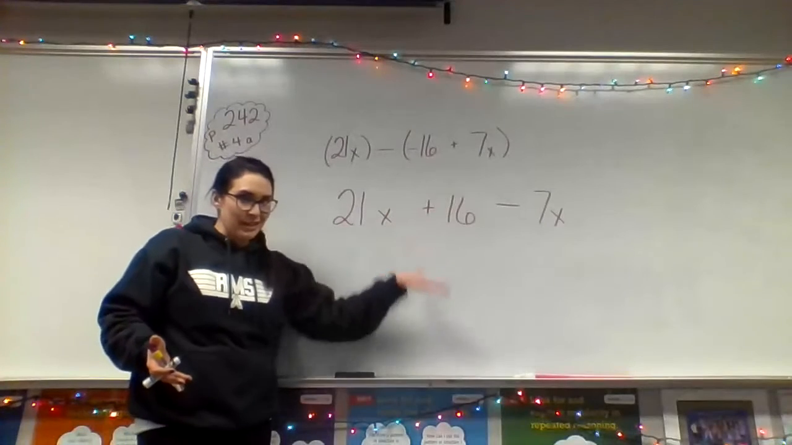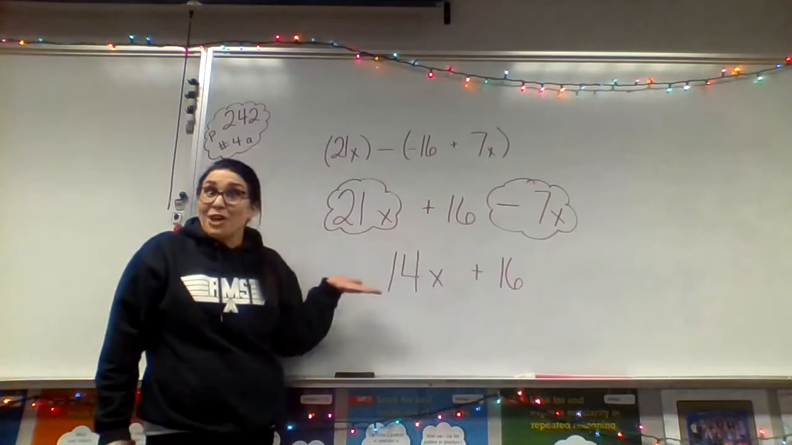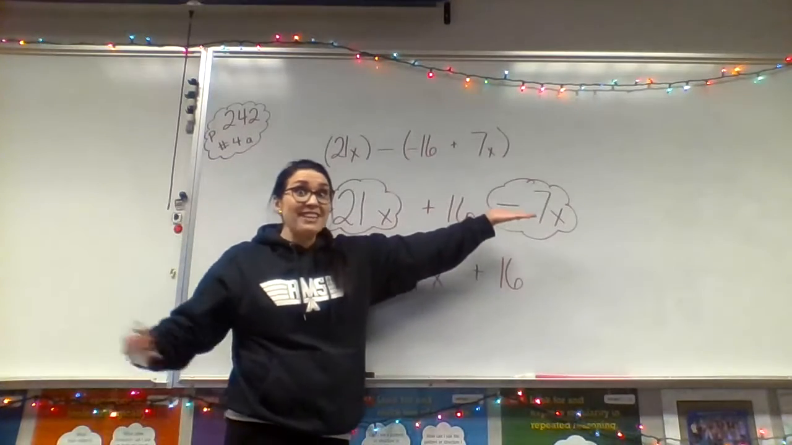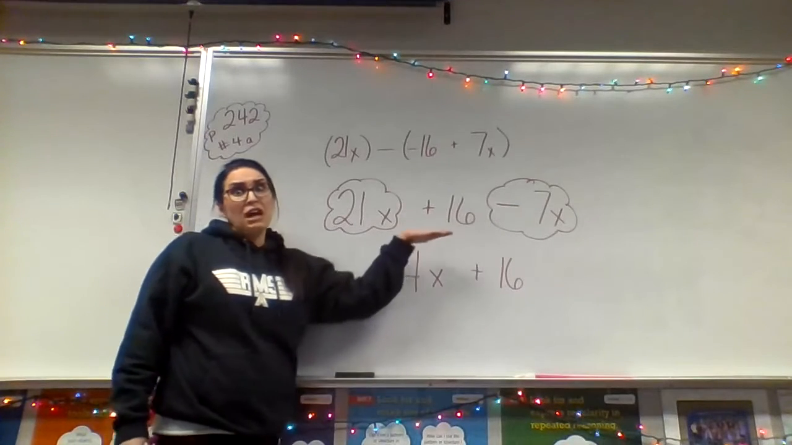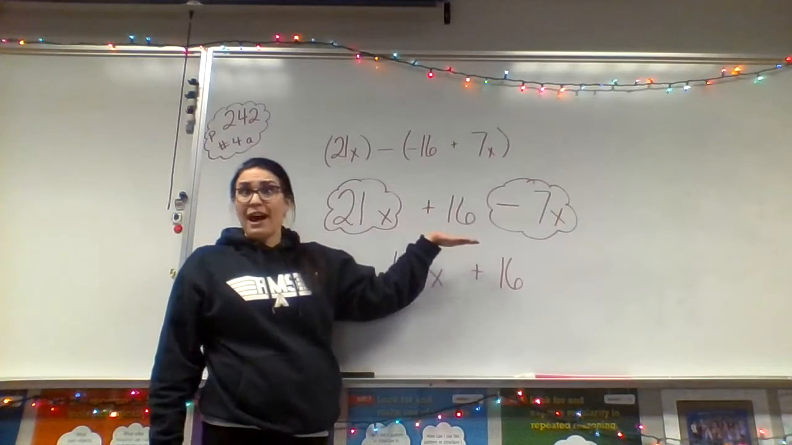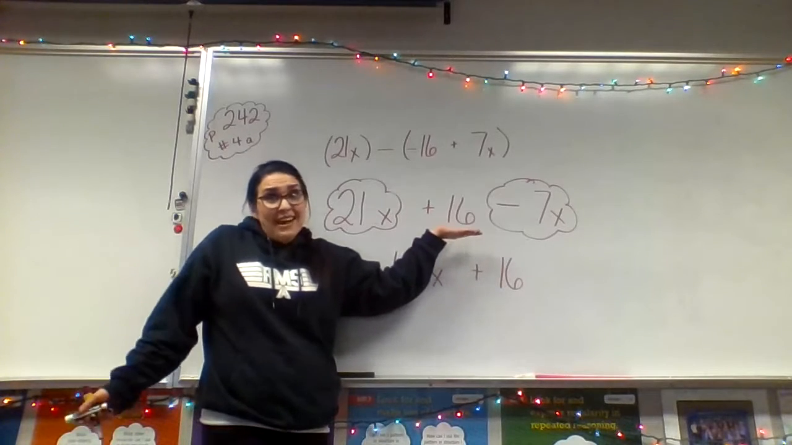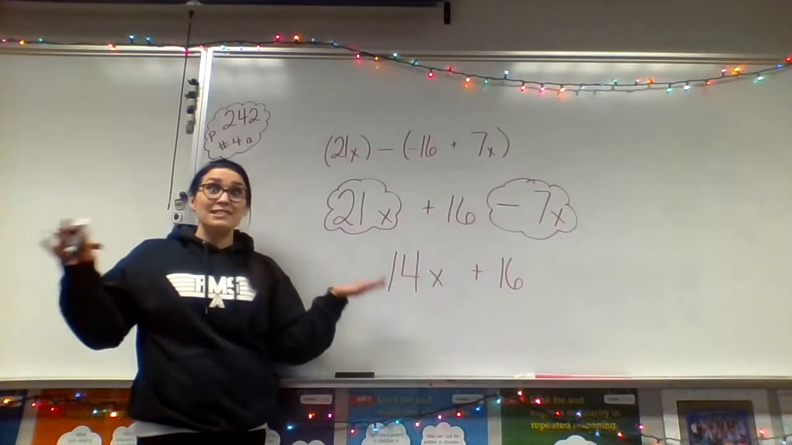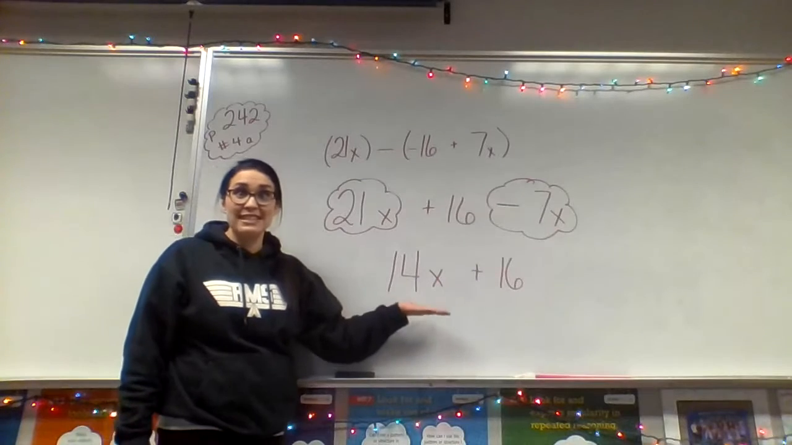Now, do you see some like terms? Any simplifying that we can do? So I was able to combine the 21x and I subtracted 7x from that, and that's how I got 14x. And then so sad for our positive 16. Yes, it's positive, but it does not have a buddy. So then we're just going to bring it down. So now our final expression in a simplified format is 14x plus 16.